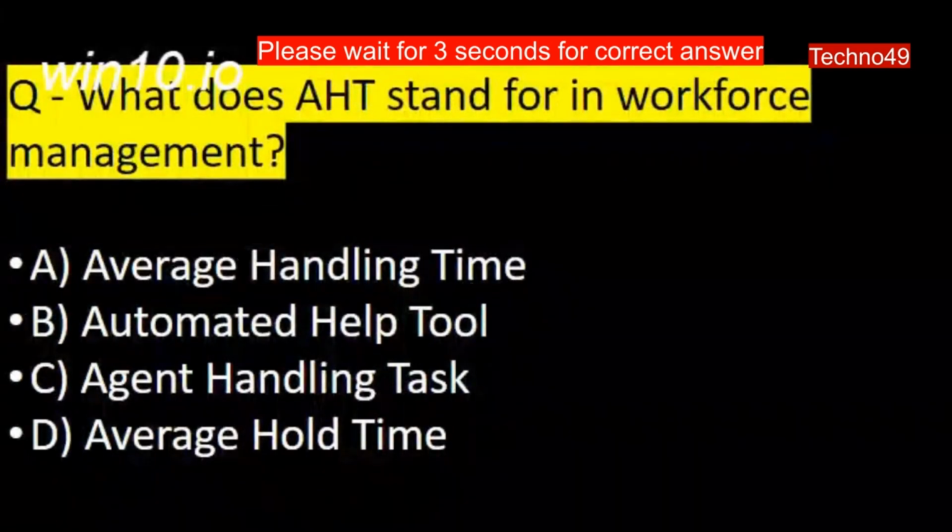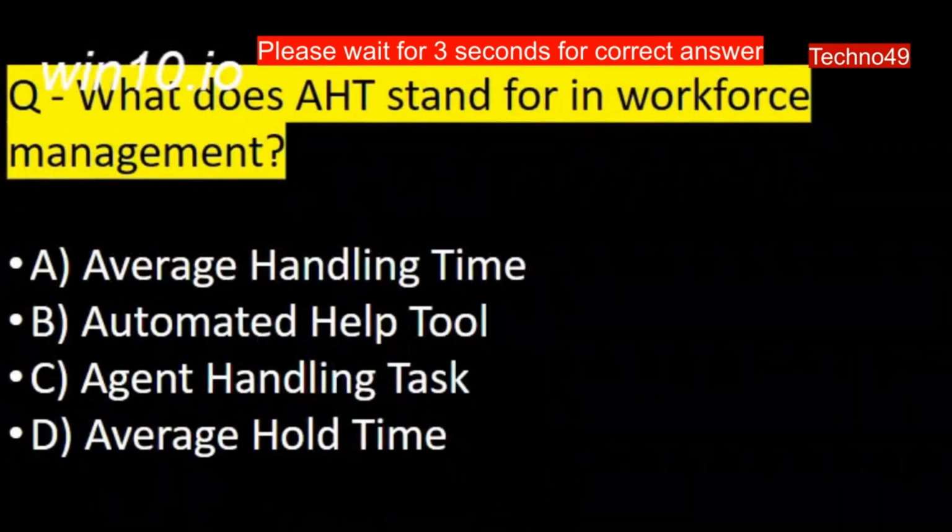Option A, average handling time. Option B, automated help tool. Option C, agent handling task. Option D, average hold time. Correct answer for this question is option A, average handling time.